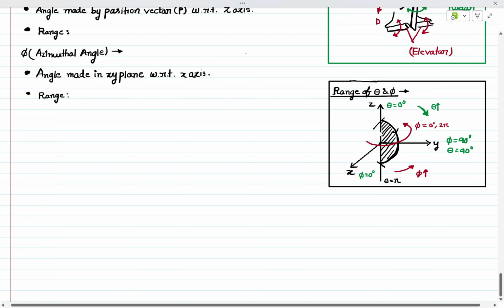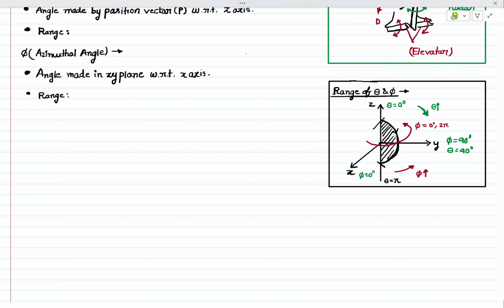That forms a semicircle. And if I rotate this semicircle about the z axis, for one complete revolution in any direction, that is given by the range of phi, 0 to 2 pi. Actually, one complete revolution means you are varying phi from 0 degrees to 2 pi, right? That means you have done a complete revolution.